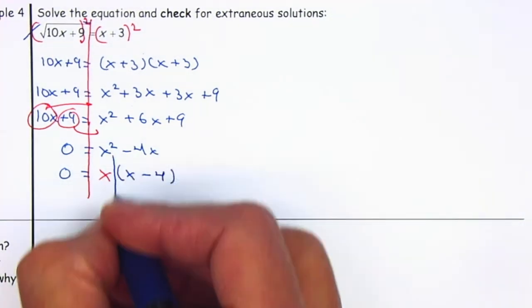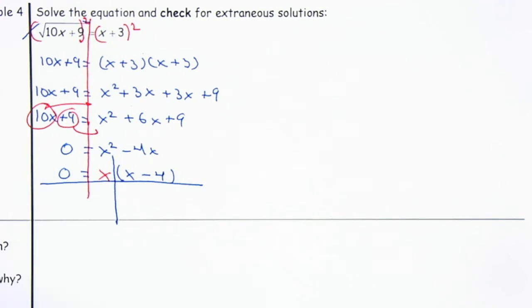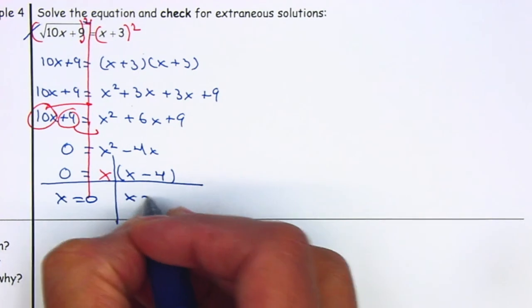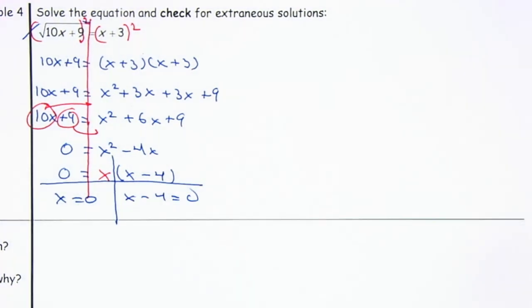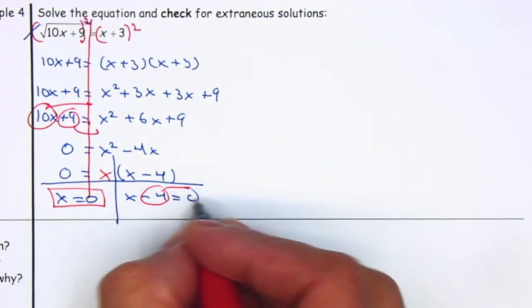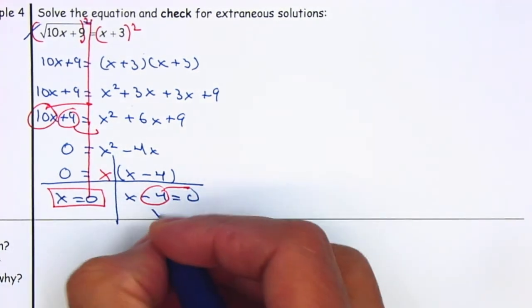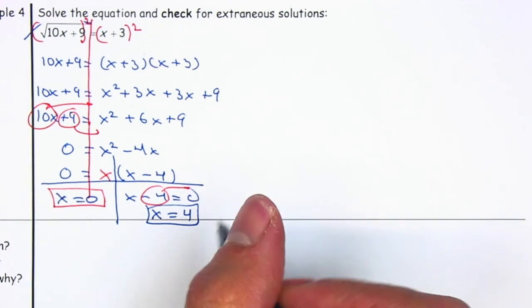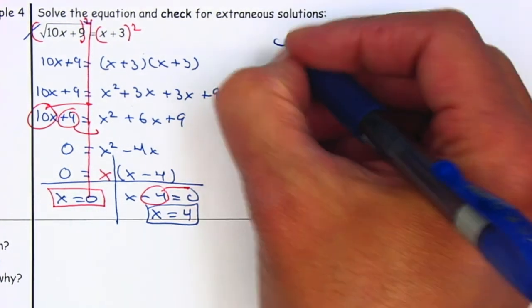I'm going to do my t-chart, my zero product property. I'm going to place my x equal to 0 and my x minus 4 equal to 0. So this is already solved. I'm going to move my 4 to the right, becomes a positive. My other solution will be x is equal to 4. You want to double check to make sure that they're correct. Let's go and check.